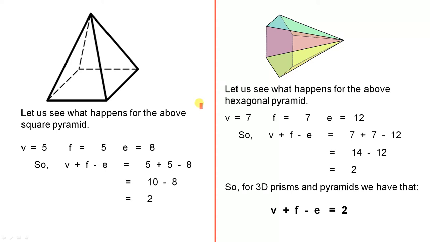Let us see what happens for the above square pyramid. On the previous slides we saw what happens to some of the prisms. Okay, let's see what happens with the pyramids. Here the vertices will give you 5, faces 5, edges 8. So V plus F minus E equals 5 plus 5 minus 8. 10 minus 8 is 2. The same number again. Let's see what happens for the above hexagonal pyramid.